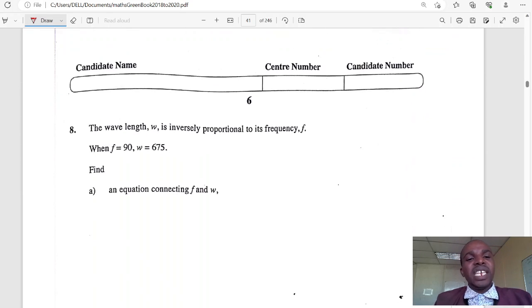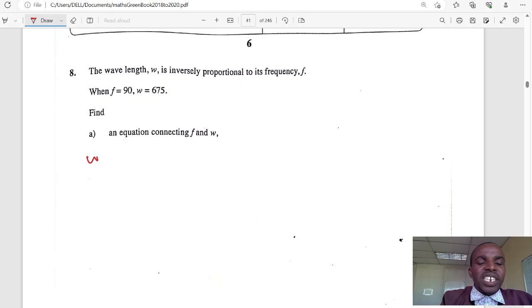Then next, question number 8. The wavelength W is inversely proportional to its frequency f. The wavelength W, this variation, inversely proportional, is 1 over f. Then when f equals 90, W equals 675. These two values will always be given at random, and they help you to find the value of the constant. In this case, the second stage introduces an equal sign and a constant, so this is the equation connecting W, K the constant, and f.